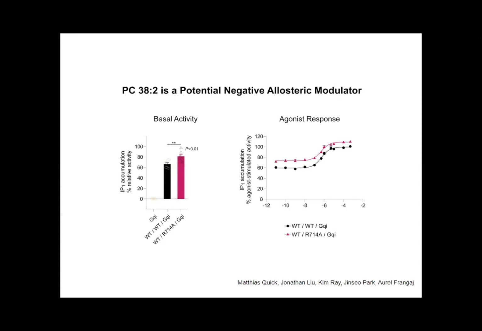In summary, we think the endogenous phospholipids may play two functional roles. First, they maintain structural integrity. Second, they serve as allosteric modulators.